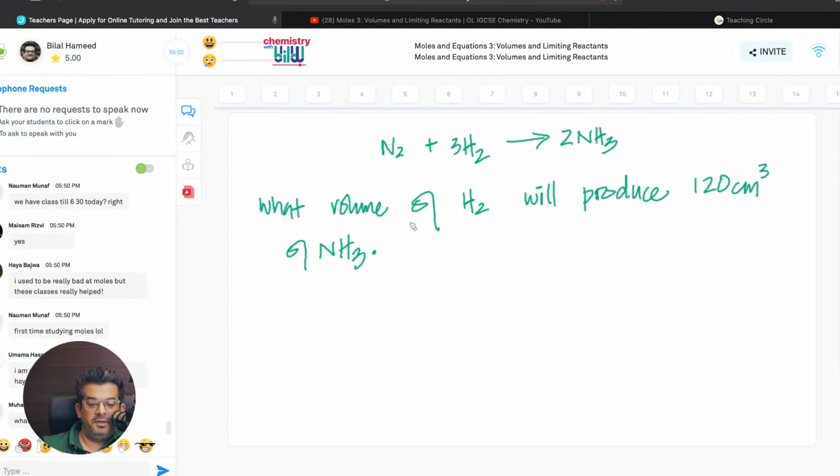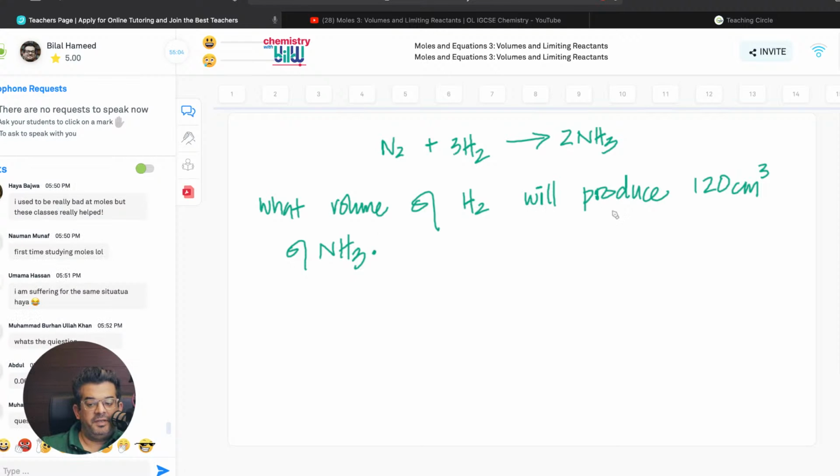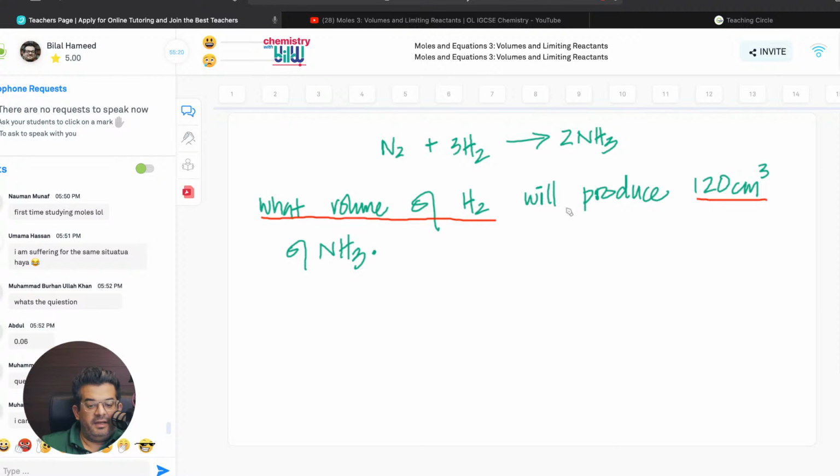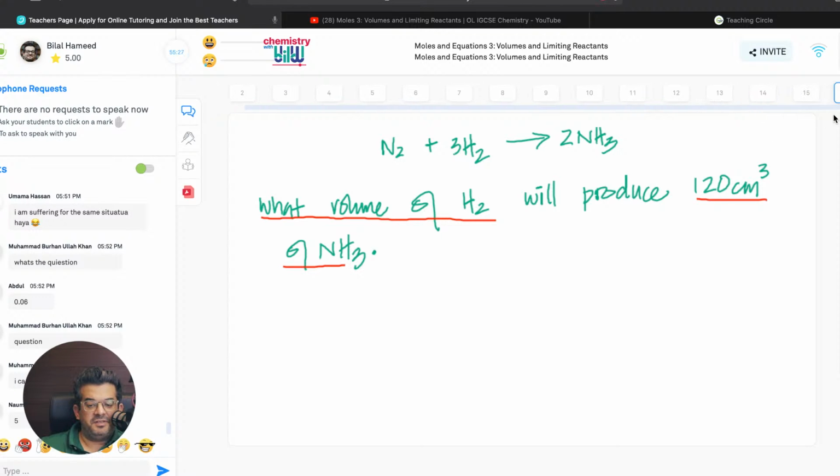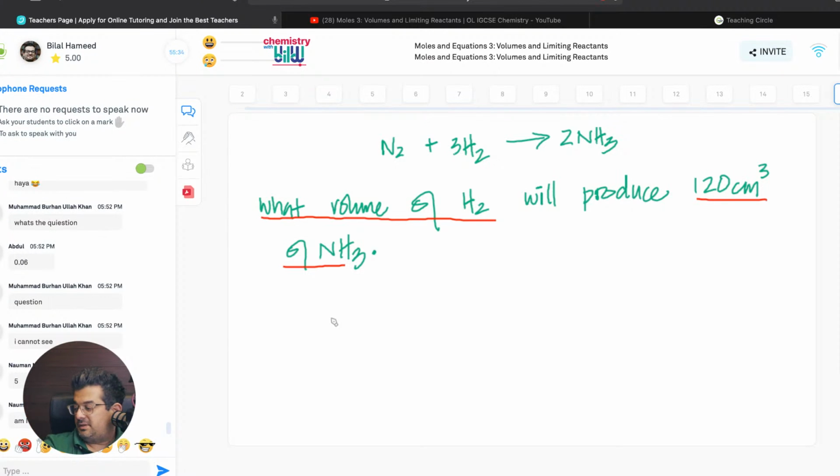I said what volume of hydrogen will produce 120 cm cube of ammonia. The question is right there. What volume? What do you mean what? That's the question. The volume of hydrogen is the unknown and 120 cm cube of ammonia is the known. I don't know. How about you refresh your page? You can see the question on YouTube, by the way.